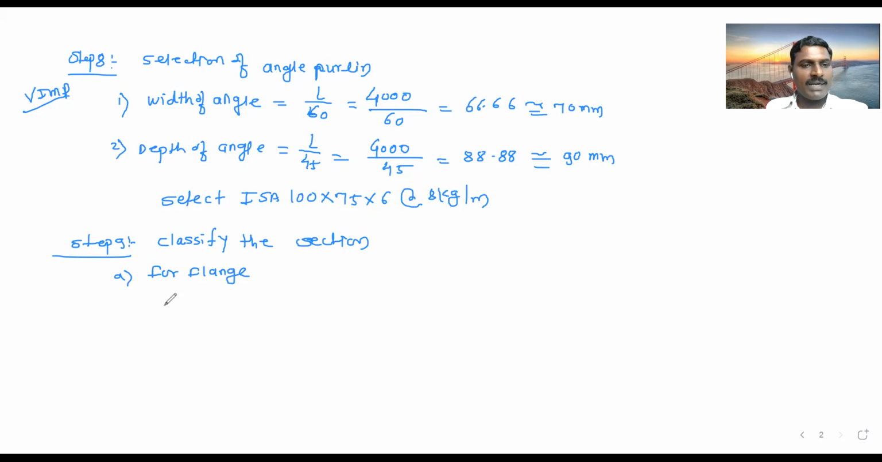So for flange, I think BF by TF is equal to. So now we have to take the BF by TF. I think this formula is for I section or channel section, correct? For angle section, which is the formula? For angle section, I have given two formulas, for angle and for I or channel.